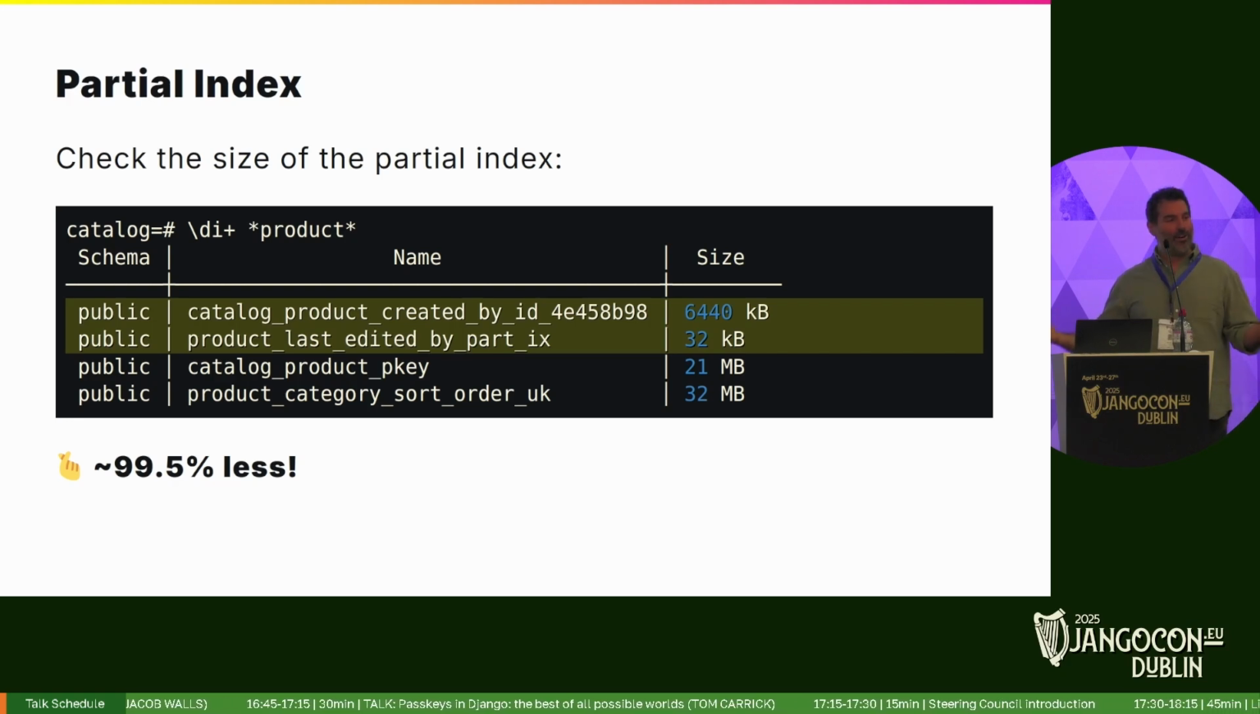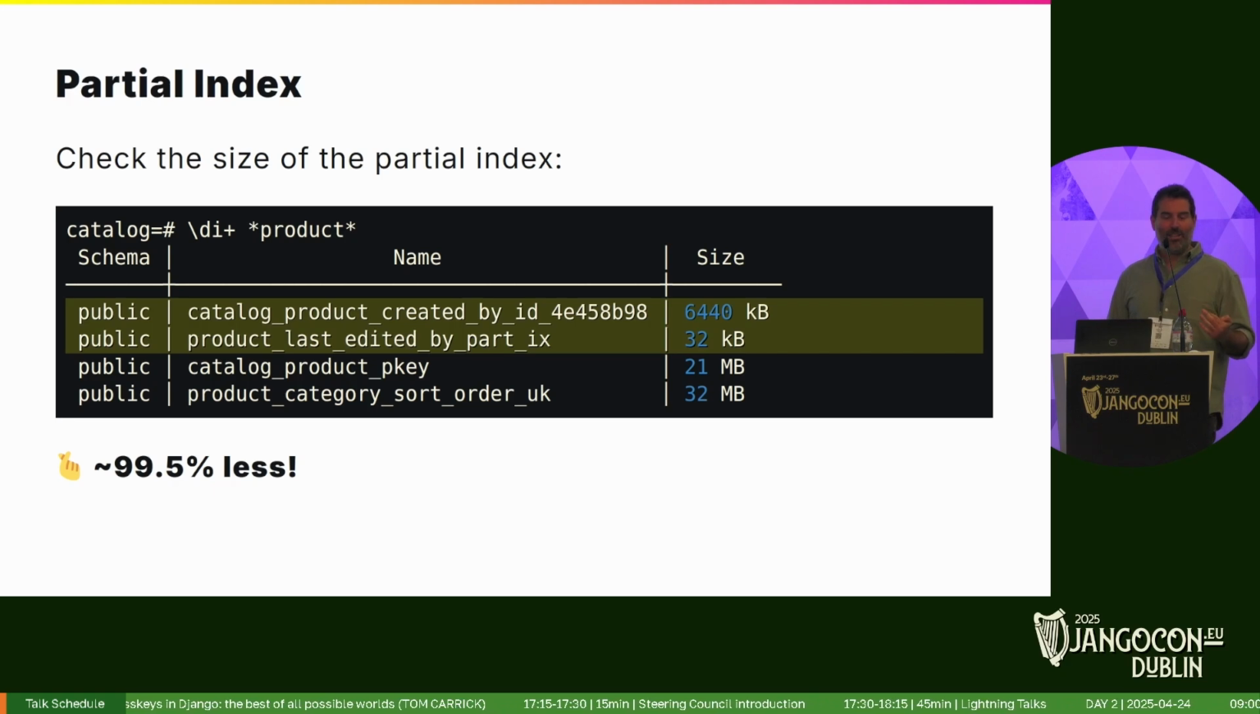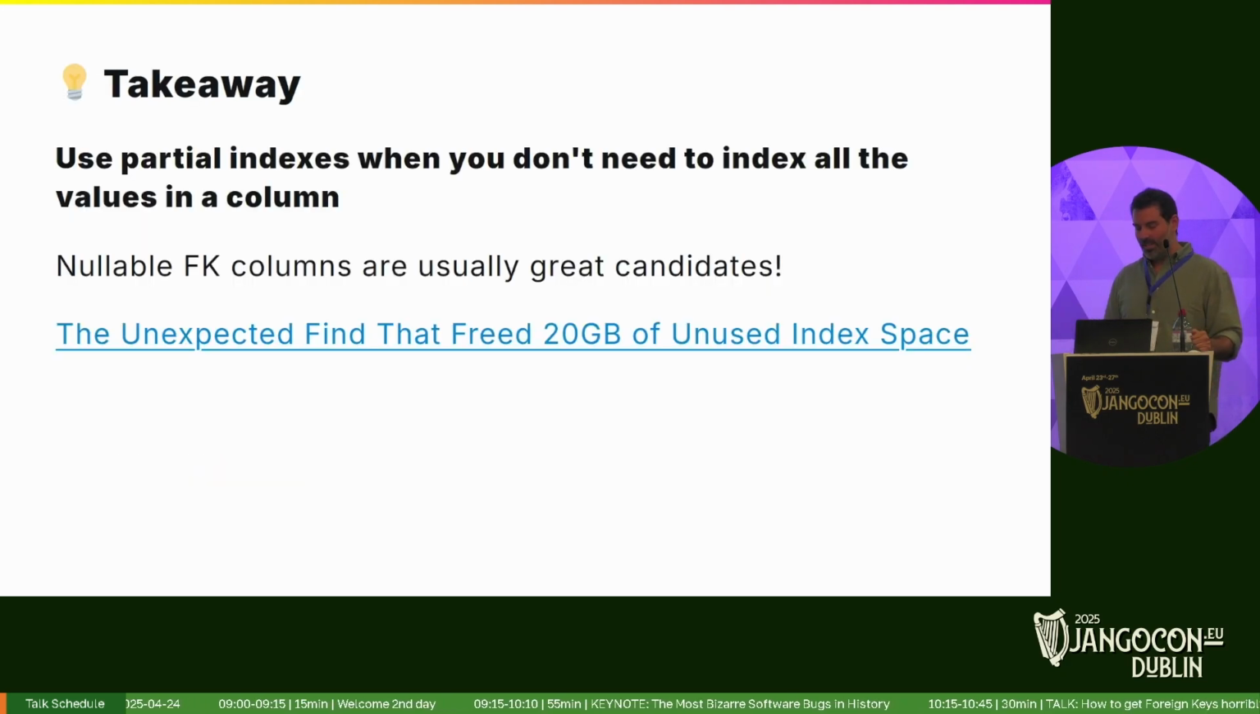But if you have very, very big tables, your B-trees can become huge. And the bigger they get, the more difficult it becomes to recreate these indexes. So if you know in advance that you're not interested in this portion of the table, it's a good idea to make use of partial indexes early on. So the next takeaway is use partial indexes when it makes sense. I personally found that nullable foreign keys are usually great candidates for partial indexes.